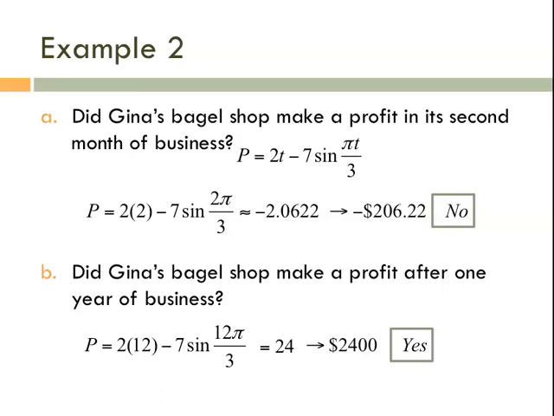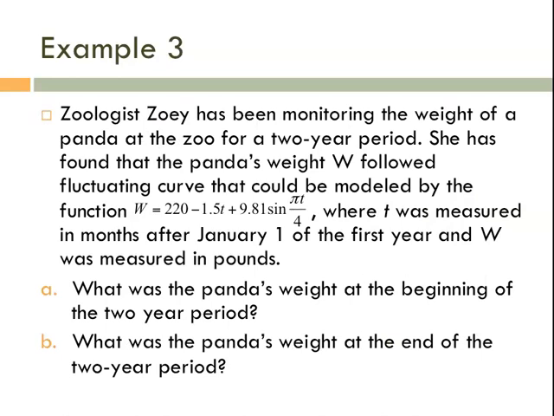Okay, example 3. Zoologist Zoe has been monitoring the weight of a panda at the zoo for a 2-year period. She has found that the panda's weight, W, followed a fluctuating curve that could be modeled by the function W equals 220 minus 1.5 t plus 9.81 sine of pi t over 4, where t was measured in months after January 1st of the first year, and W was measured in pounds. Part A, what was the panda's weight at the beginning of the 2-year period? And then part B, what was the panda's weight at the end of the 2-year period?